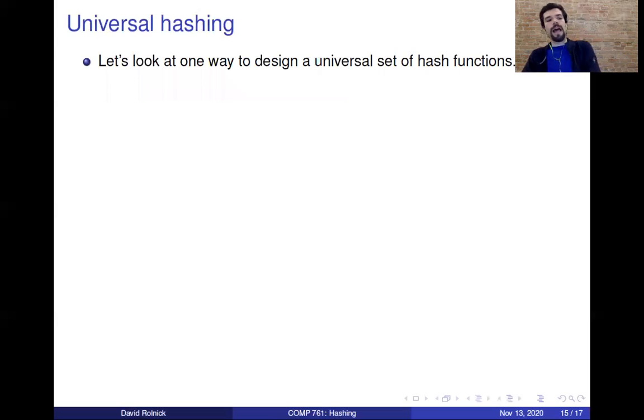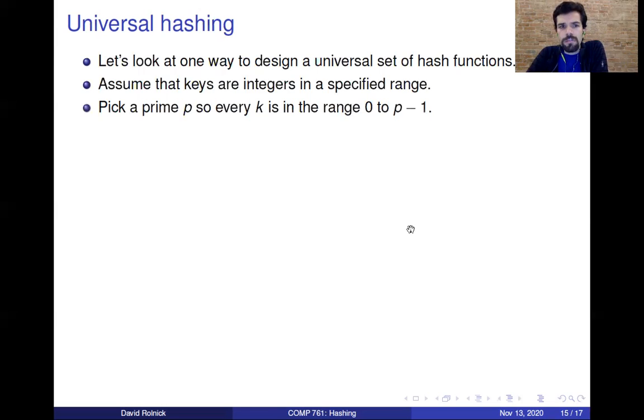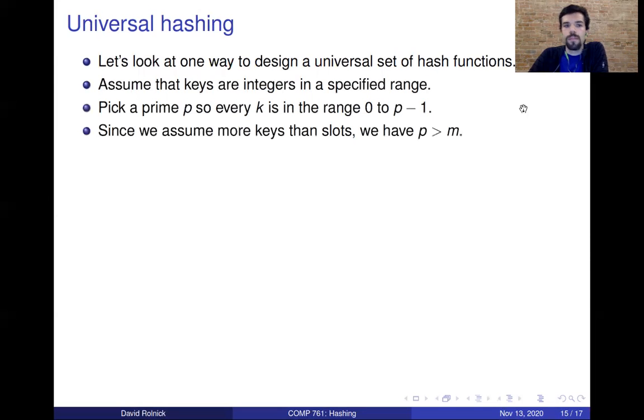So let's look at one way to design a universal set of hash functions. Let's assume that the keys are integers in some specified range. Let's pick a prime p that's bigger than that range, so that every possible key is between 0 and p minus 1. Since we're probably working in the regime where we have more keys than slots, we have p being greater than m.